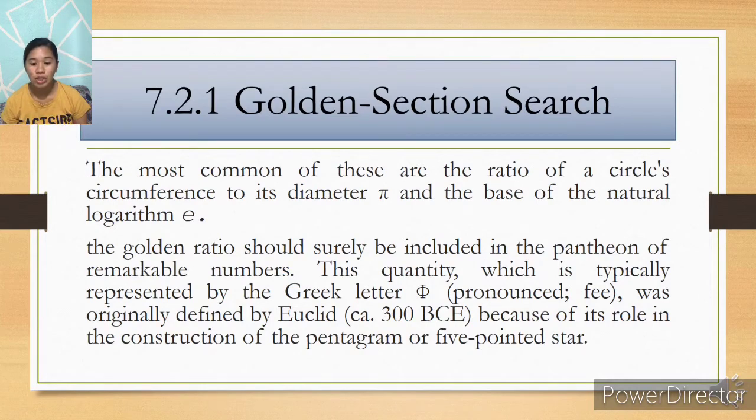This quantity, which is typically represented by the Greek letter phi, was originally defined by Euclid because of its role in the construction of the pentagram, or five-pointed star. Euclid's definition reads: a straight line is said to have been cut in extreme and mean ratio when, as the whole line is to the greater segment, so is the greater segment to the lesser.